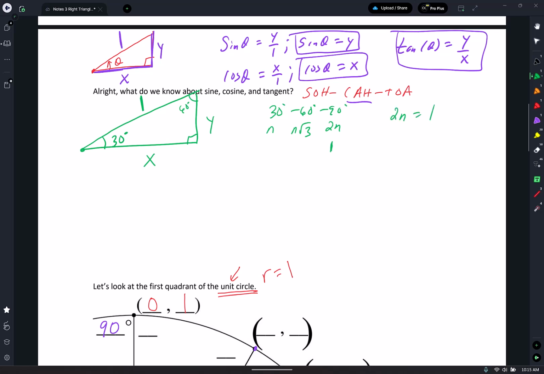My short leg, what's my short leg? My short leg is the y. Do you guys see that? So the 30 degrees aims at the y. And my long leg is the x. Are we still okay? All right. I have 2n equals 1. How do I get n by itself?